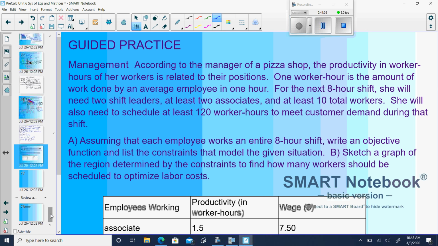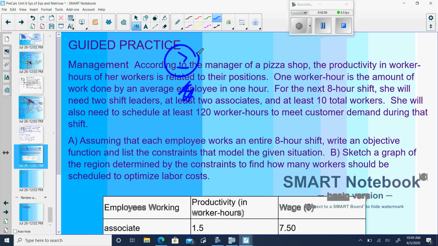One worker hour is the amount of work done by an average employee in 1 hour. For the next 8-hour shift, she'll need 2 shift leaders, at least 2 associates, and at least 10 total workers. So at least, is that less than or equal to or greater than or equal to? At least means she can't have any less, but she can certainly have more. So at least is going to be greater than or equal to.